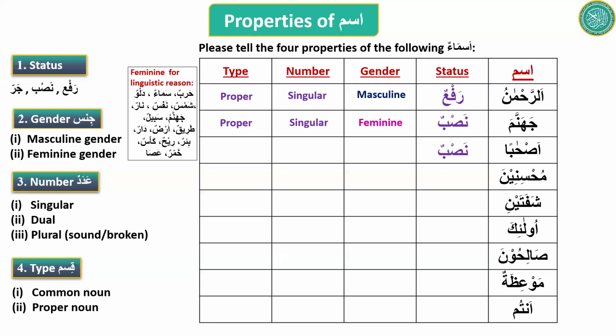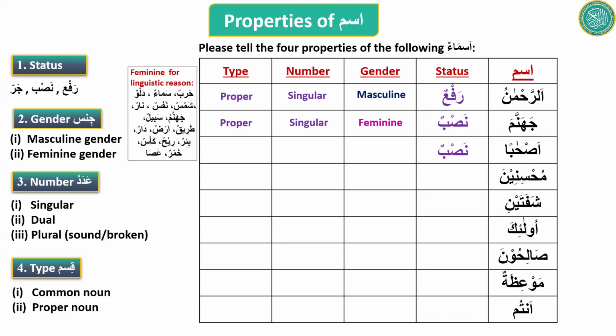Is it singular, dual, or plural? Ashaban means companions, so it is basically a plural word. Okay, we already know the number. It is plural. Correct. What kind of plural is it? Is it a sound plural or a broken plural? Is it ending with una, ina, or atun, atin? No. So it is a broken plural.